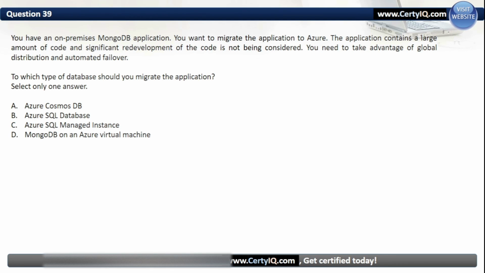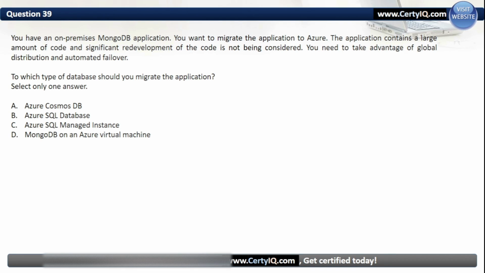Question 39. You have an on-premises MongoDB application. You want to migrate the application to Azure. The application contains a large amount of code and significant redevelopment of the code is not being considered. You need to take advantage of global distribution and automated failover. To which type of database should you migrate the application? Select only one answer. Our options are A. Azure Cosmos DB, B. Azure SQL Database, C. Azure SQL Managed Instance, or D. MongoDB on an Azure virtual machine.